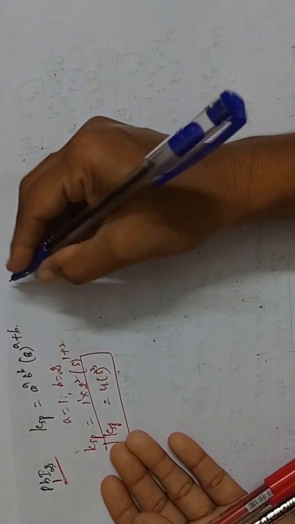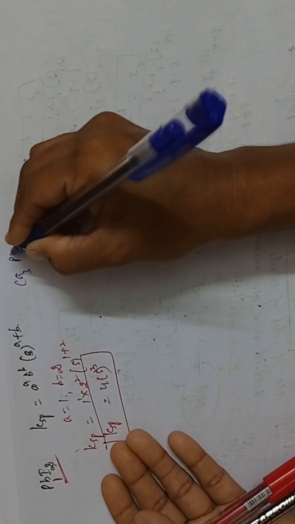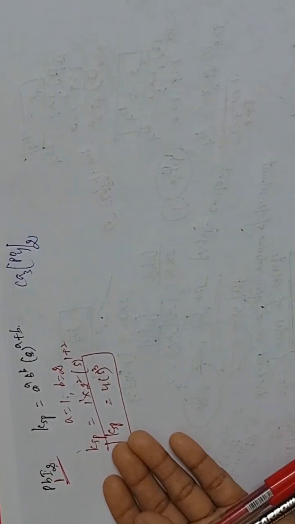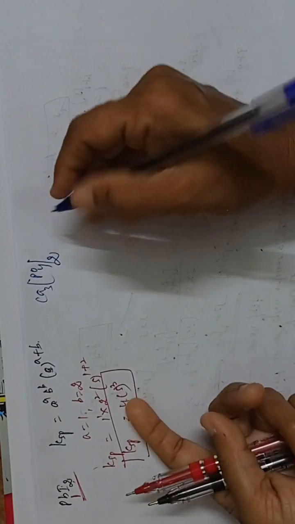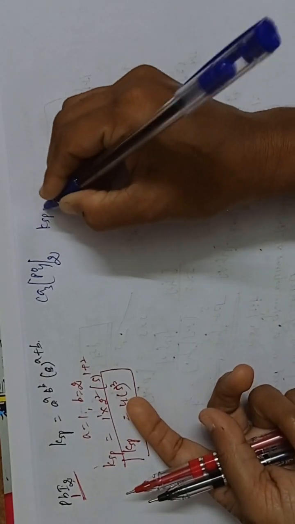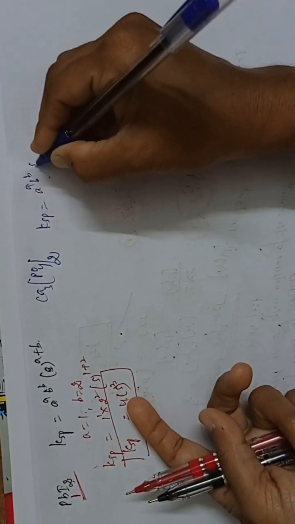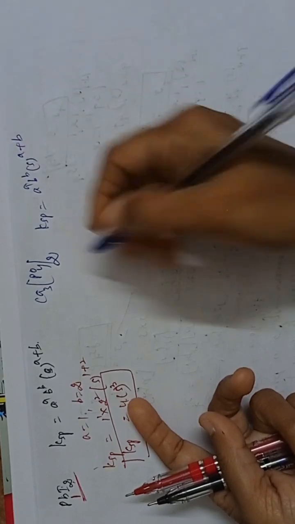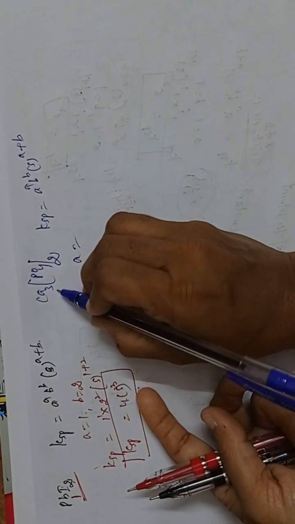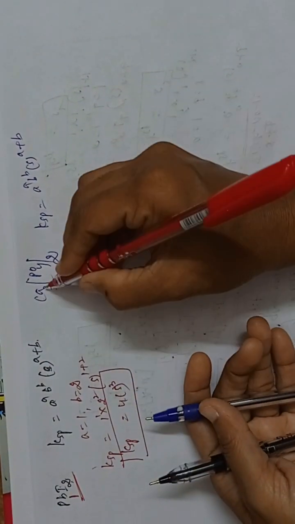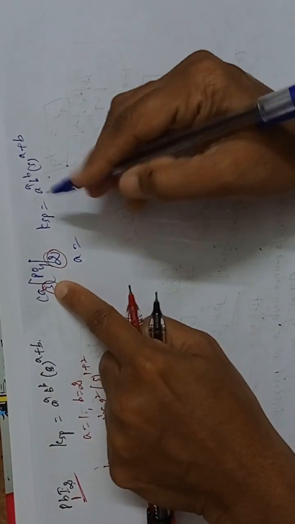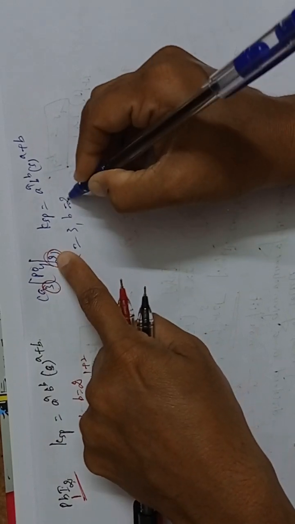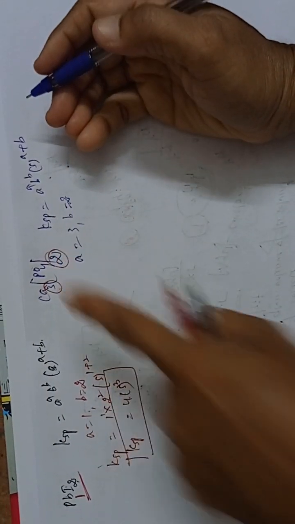Next one, calcium phosphate, Ca3(PO4)2. For example, this salt Ca3(PO4)2. What is the relation between solubility product constant and solubility? KSP is equal to, tell me, A^A into B^B into S to the power of A plus B. Now tell me, A is equal to how many calciums? How many calcium are there? 3. How many PO4 groups are there? 2. So A is equal to how much, students? A is equal to 3. B is equal to 2. Clear? B is equal to 2.